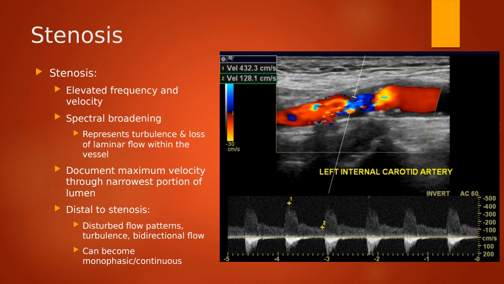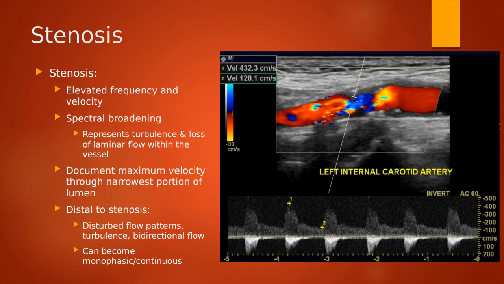We want to make sure that we're documenting the maximum velocity throughout the narrowest portion of that stenosis, and then we're also looking distal to the stenosis. We want to show those disturbed flow patterns, that loss of energy distally to the stenosis, and what's happening to those tissues further away. All the tissues that vessel supplies are going to be affected by that loss of energy. So we want to make sure that we're evaluating not just the stenosis, but also distal to it.